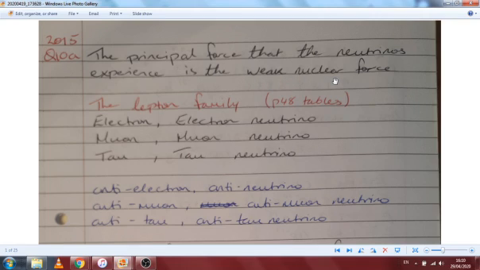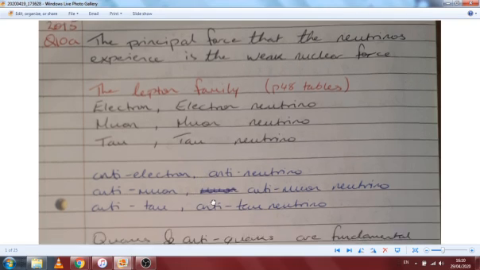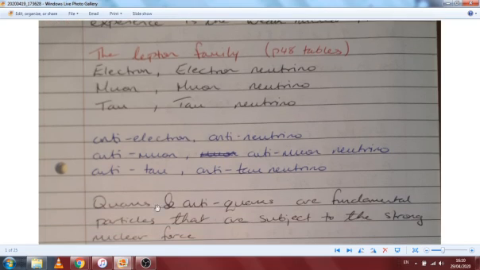Name two other leptons. Again, I've been a bit exhaustive here in terms of notes. We have electrons, which wouldn't count. So electron neutrinos, muons, tauons, ordinary neutrinos, or any of the antiparticles, any of those would be fully correct for full marks. Then it says name one fundamental particle that is subject to the strong nuclear force. So quarks and antiquarks are fundamental particles that are subject to the strong nuclear force.